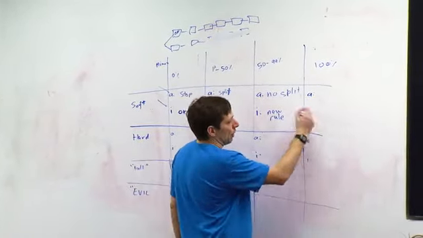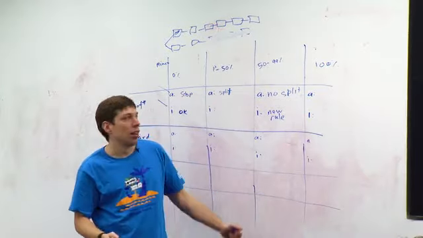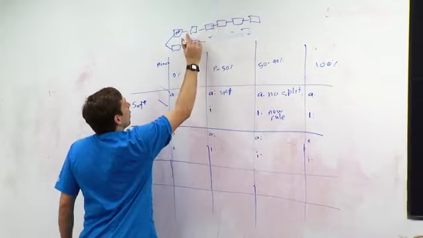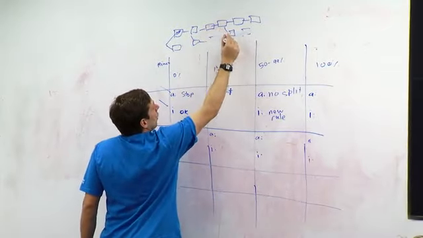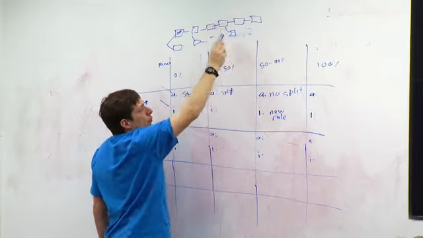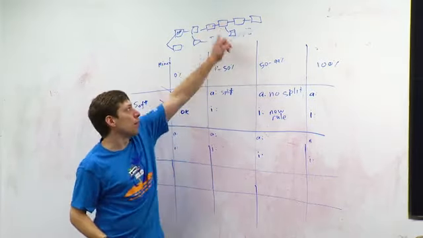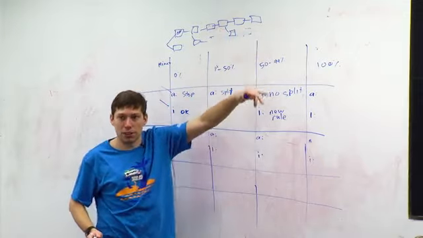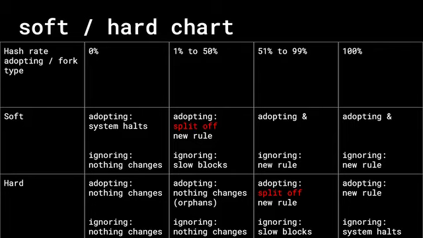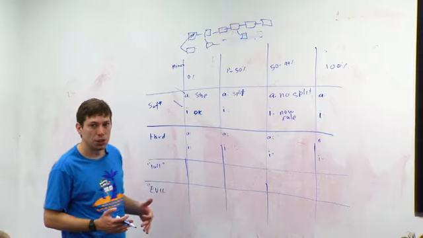And essentially the same thing here. When you get to 100%, there's none of these orphans, but these orphans would actually be like this, right? Because everyone agrees that this is valid, and then some of the people aren't aware of the rule and keep mining off of these what they consider valid blocks. So it's a little bit different topology. Okay, so that makes sense, right? Any questions about soft fork mining power rules?